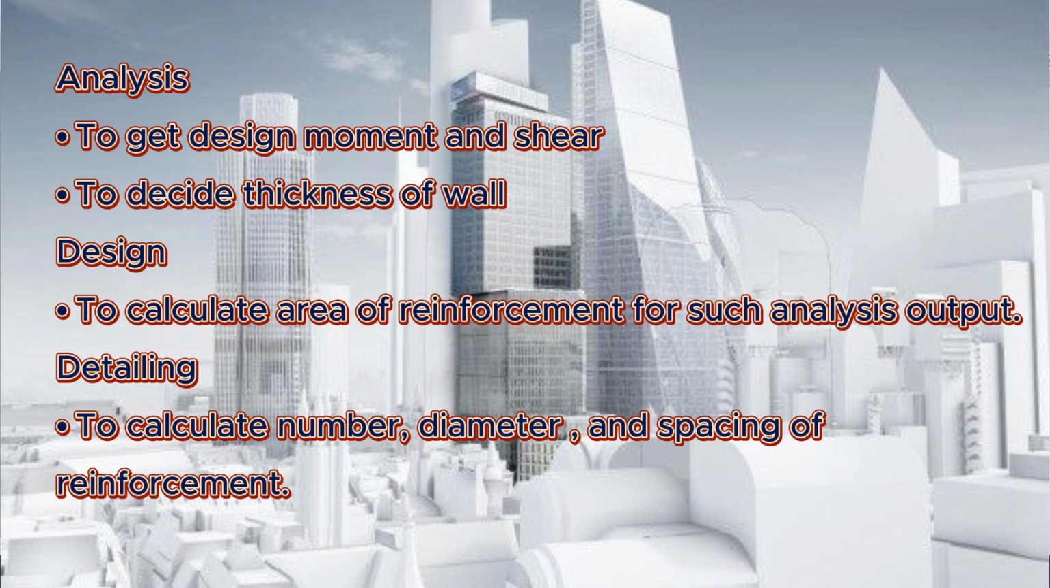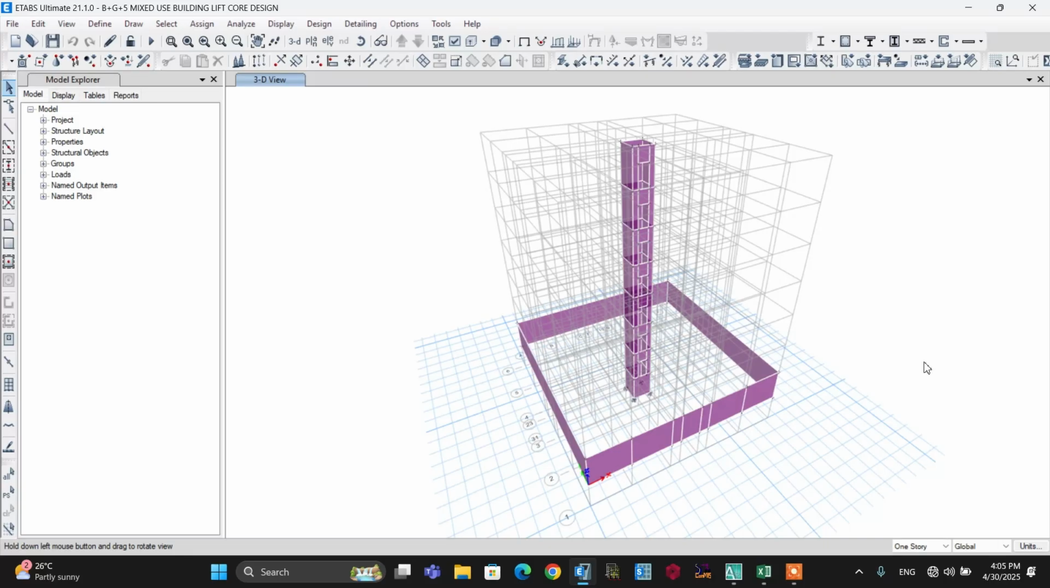Analysis: we are going to do analysis to get the design moment and shear and to decide the thickness of the wall. Design: to calculate the area of reinforcement for such analysis results, that is the design moment and design shear. And the third point is detailing, to calculate the number, diameter and spacing of reinforcement. Watch this video up to the end to master structural design of shear wall or lift core.